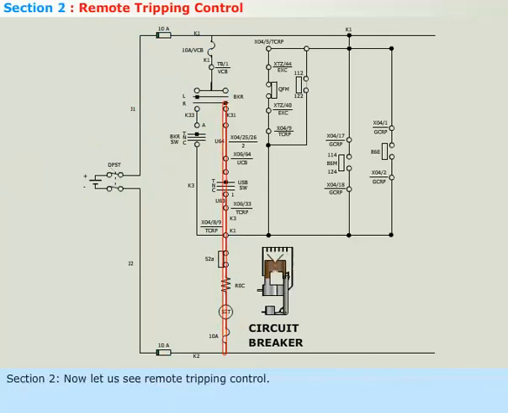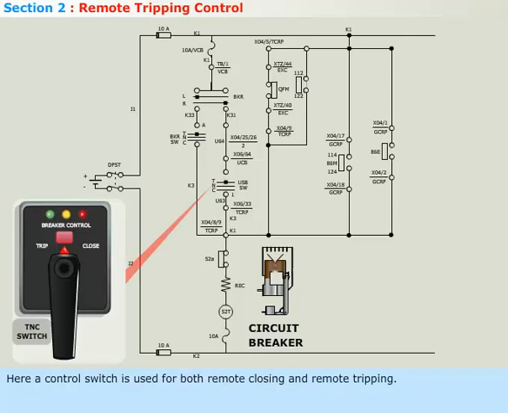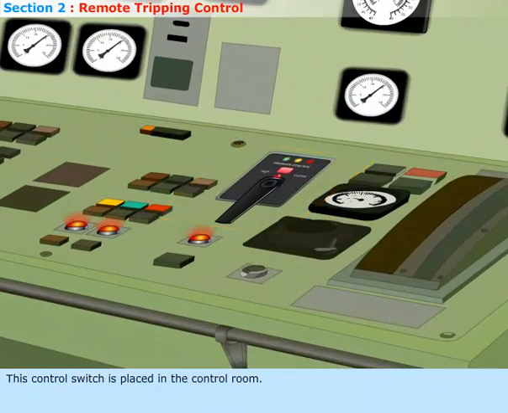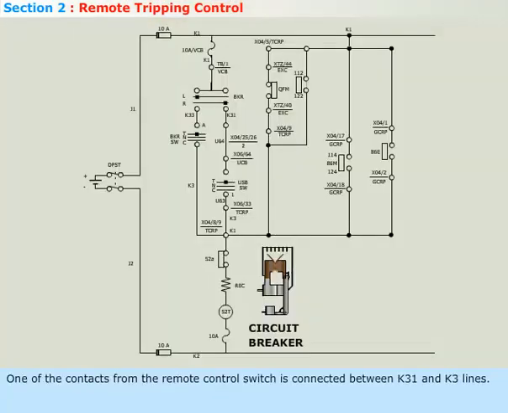Section 2. Now, let us see remote tripping control. Here, a control switch is used for both remote closing and remote tripping. This control switch is placed in the control room. One of the contacts from the remote control switch is connected between K31 and K3 lines.